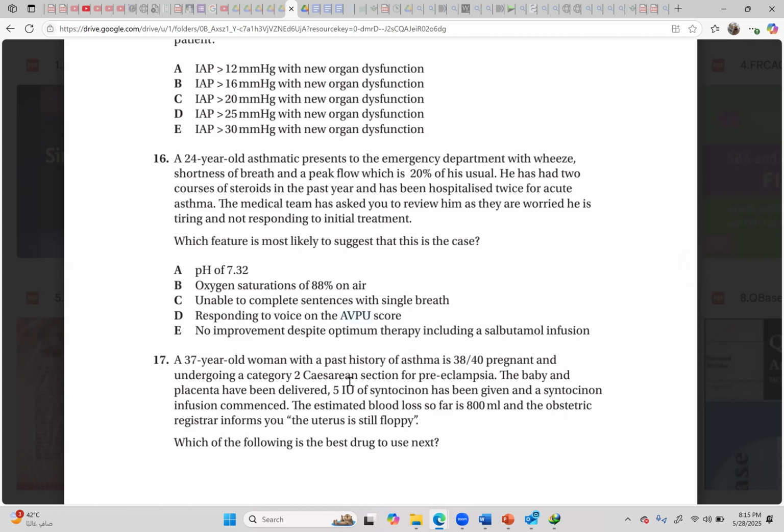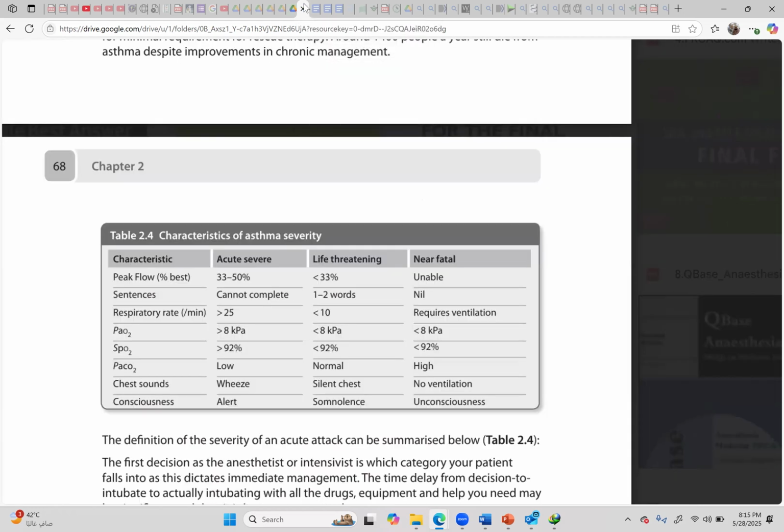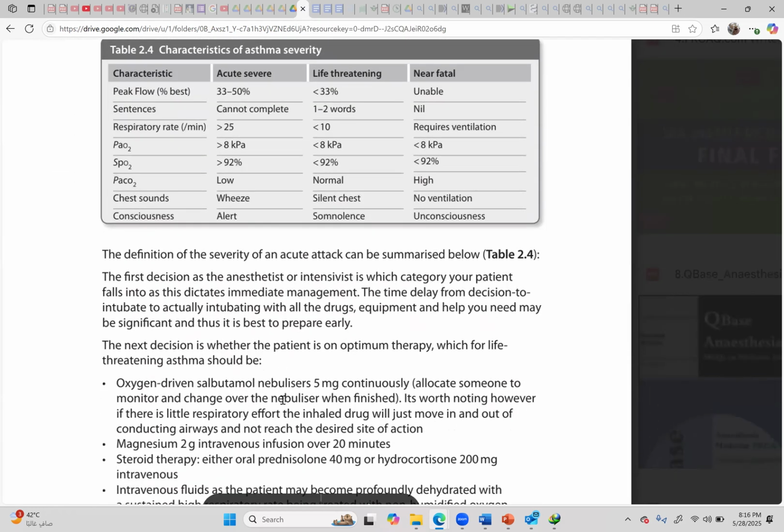But here it's confused. In my opinion, this question is not of very good quality, because here it's saying verbal. What does it mean by verbal? The patient is responding. Then what about saturation 88? If no improvement despite optimal therapy, including a salbutamol infusion, it's not something to be worried about. So that's why I'm saying that if they had written responding to pain, no doubt about it. But here they have not put pain, they have put voice. Anyway, you have to pray that such a question does not come to you.